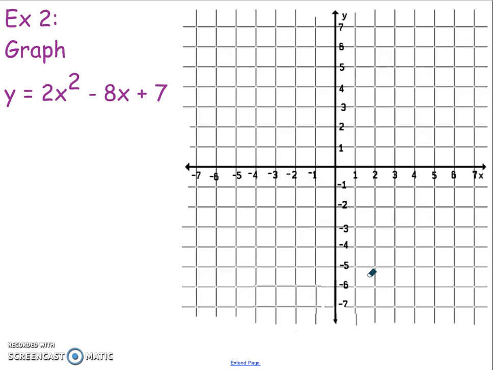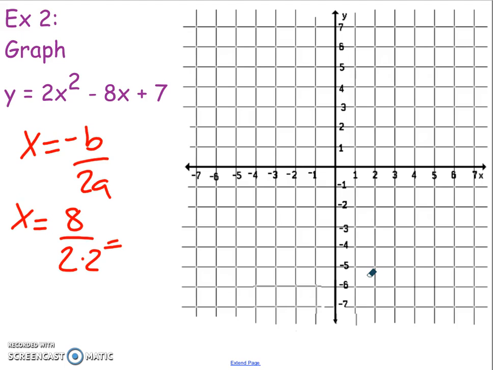So graphing y equals 2x squared minus 8x plus 7. Our first step is to find our axis of symmetry. So that's x equals the opposite of b over 2a. So x equals the opposite of b, so that's a positive 8 over 2 times a. 2 times 2 is 4. And 8 over 4 is 2. So my axis of symmetry is going to be on this vertical line of x equals 2.